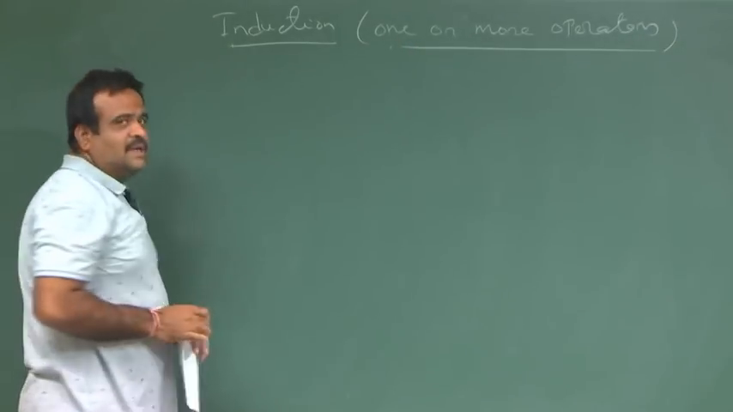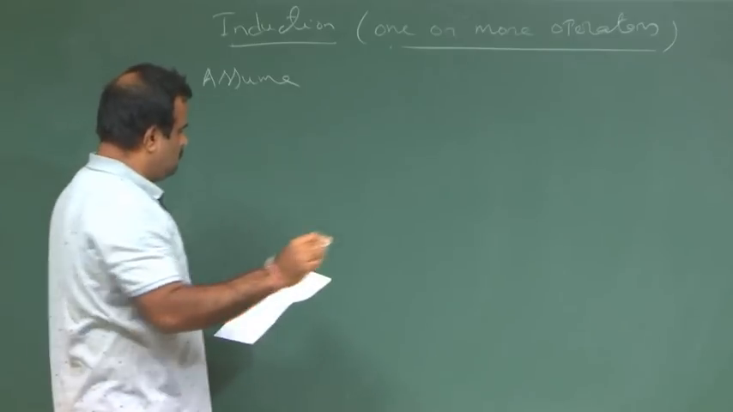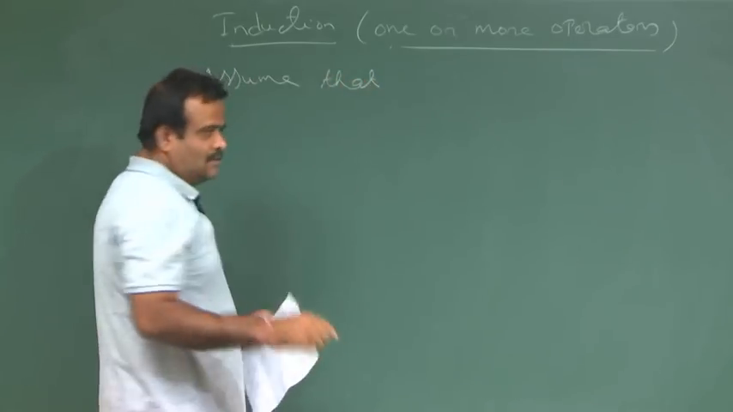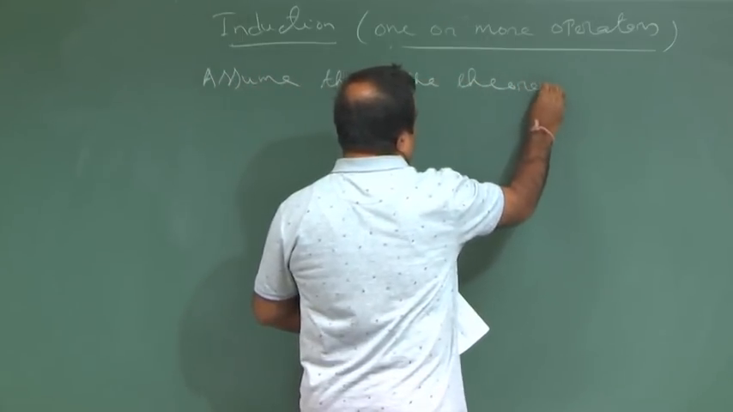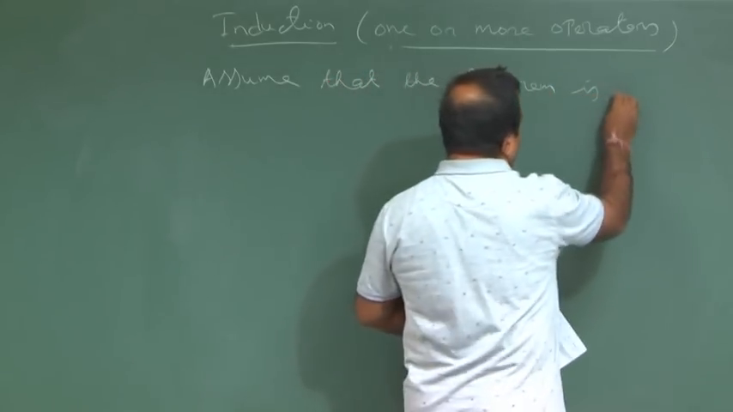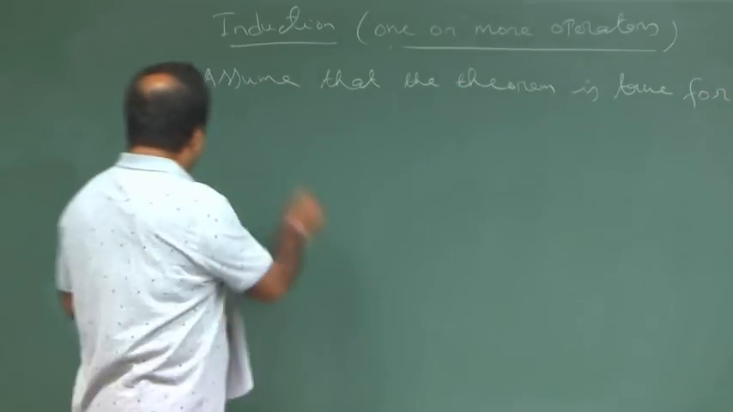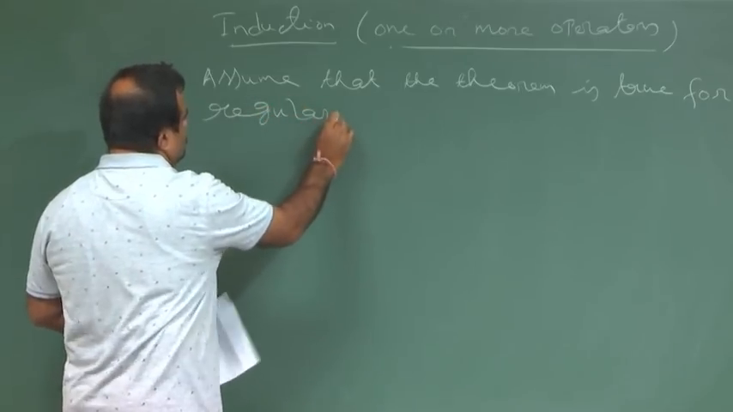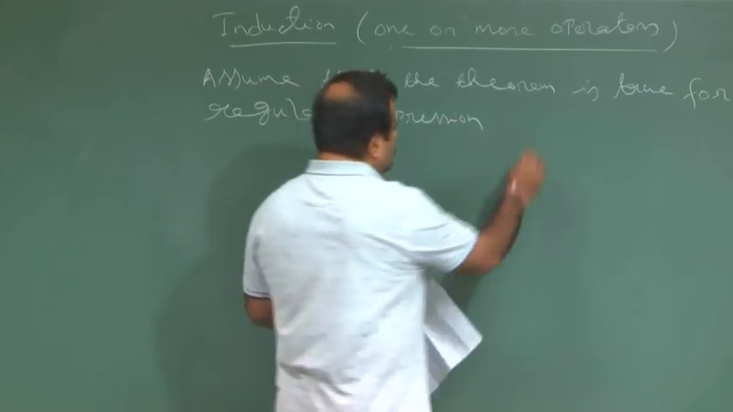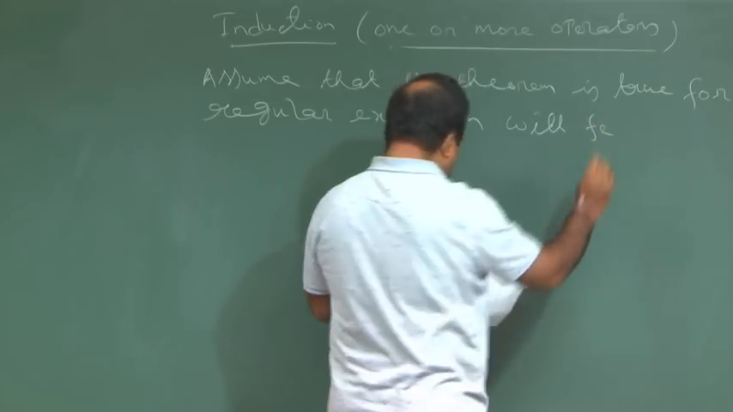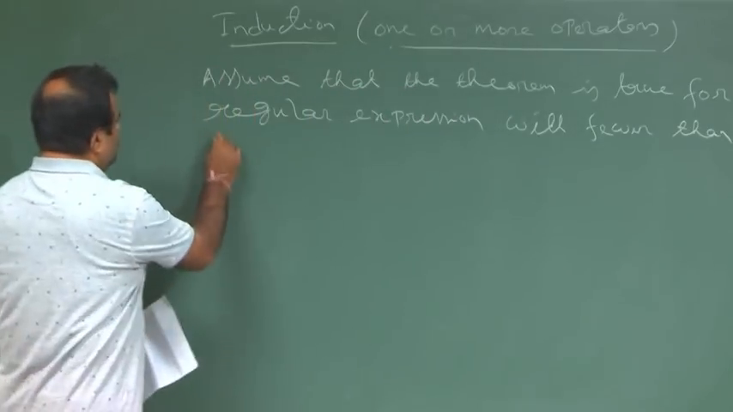Okay. So, for that we need to assume what is called the induction hypothesis. We need to assume that the theorem, that means we have a corresponding epsilon NFA, is true for a regular expression with fewer than I operators.